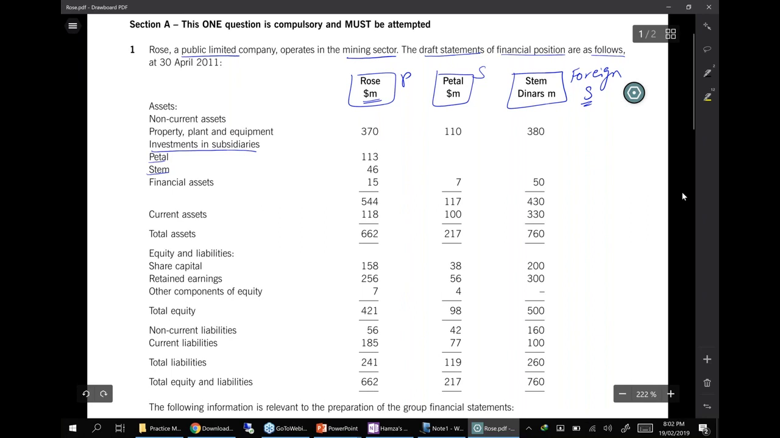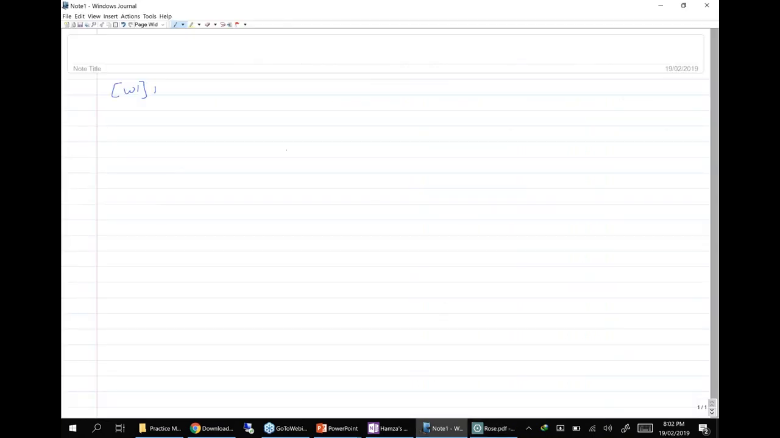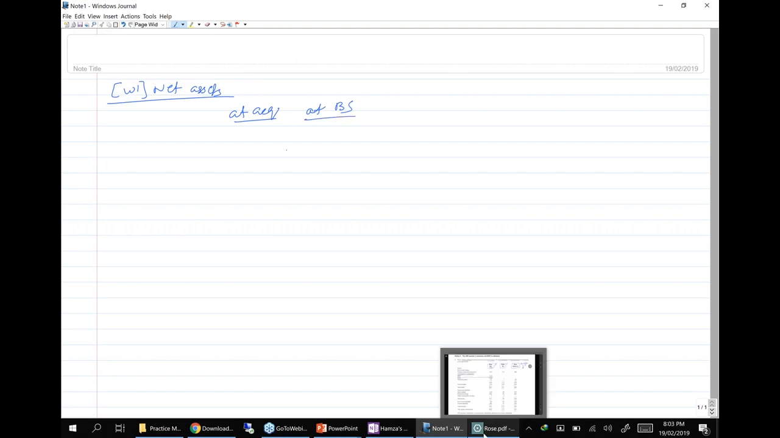Now the investment in STEM has been calculated as 46. We'll be talking mainly about STEM because this is the foreign subsidiary. In case of a foreign subsidiary, what do we do? We prepare a working number one that relates to the net assets. In this net assets working, we have two columns: net assets at acquisition and net assets at the balance sheet date, where we basically write all of the equity items, because net assets is total assets minus total liabilities, which equals the total equity. So we calculate the net assets by calculating the total equity.